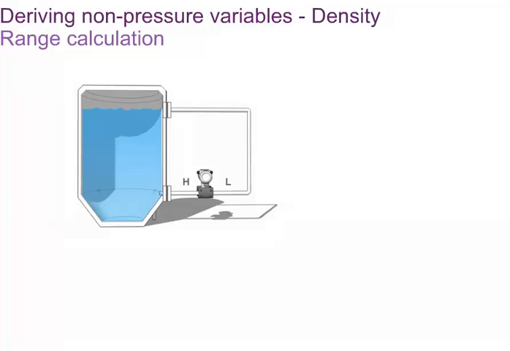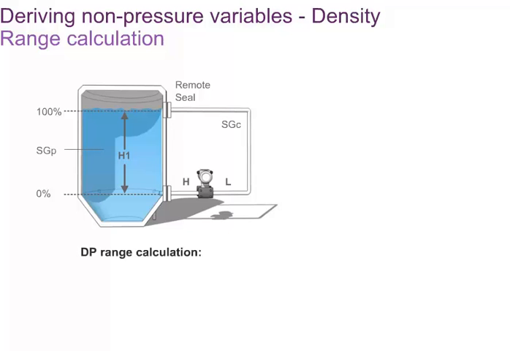To calculate the range to which the transmitter should be adjusted, the distance between the lower and the upper tap, called H1 in the drawing, must be known. Because the measurement is performed by a transmitter with diaphragm seals, the specific gravity of the filling liquid in the capillaries must be taken into consideration, in addition to the fluid in the tank. Therefore, the specific gravity of the diaphragm seals filling liquid must be known, and of course, the specific gravity of the process liquid. The dP range calculation is the following.